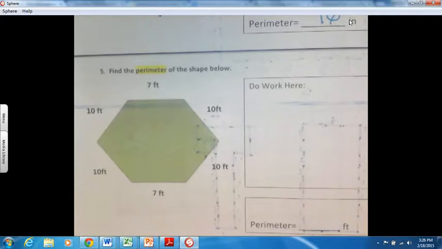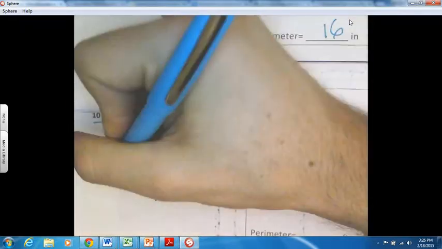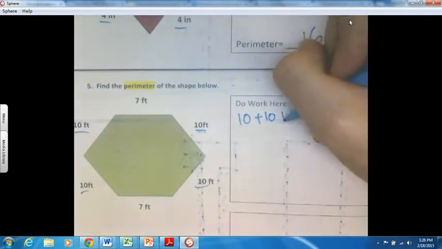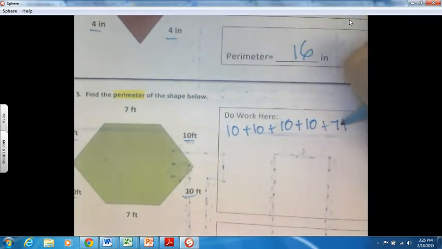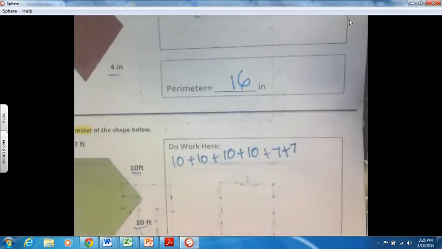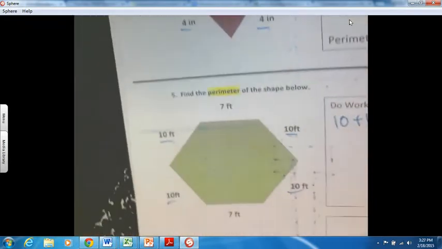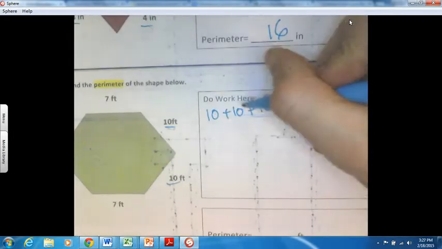This one's a little bit trickier, but use what you know in your head. Use mental addition, do what you can, and then add the rest with pencil and paper. So I know I'm adding all of these up, right? 10 plus 10 plus 10 plus 10 plus 7 plus 7. Okay? So then what I'm going to do is add up all the 10s. 10, 20, 30, 40.